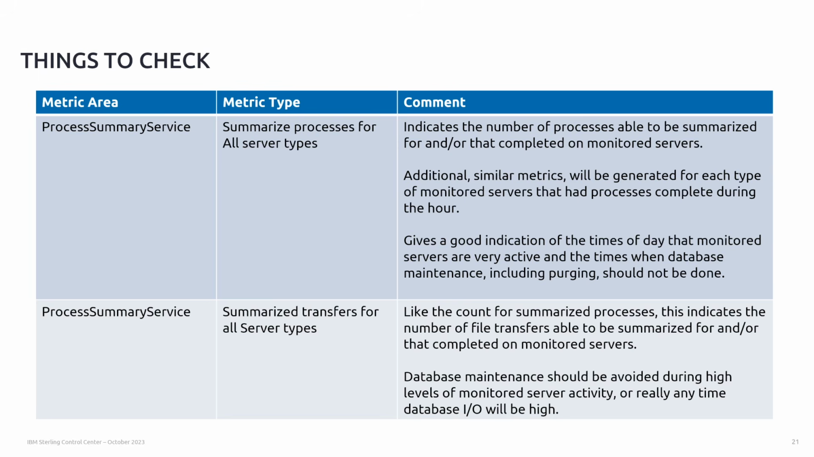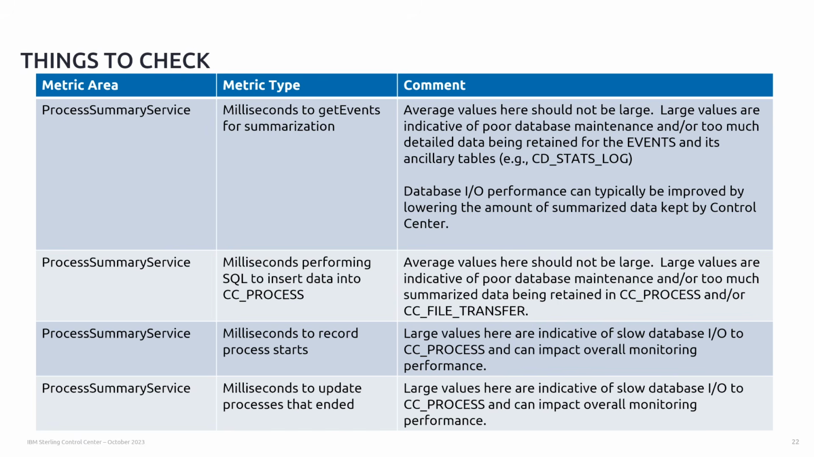Some of these metrics are about how many processes are being summarized each hour. That's another indication of when the system is busy, and another indication of when not to do database maintenance. You can see how long it takes the process summary service to get events out of the events table and some of the ancillary tables. It needs to be low. Database performance is key to good performance in Control Center itself.